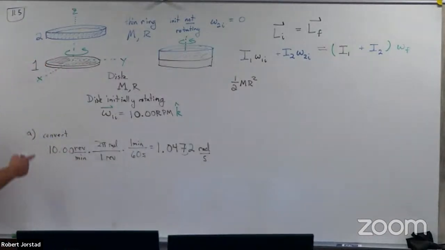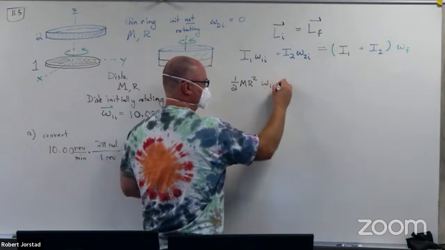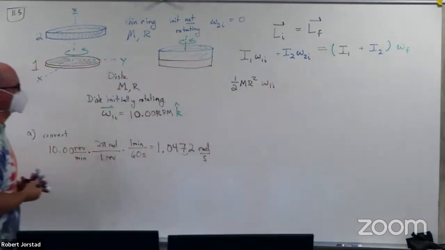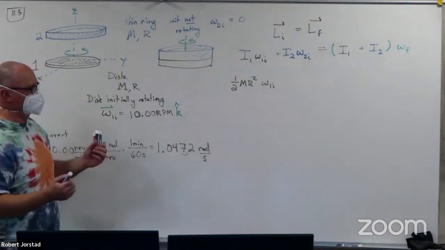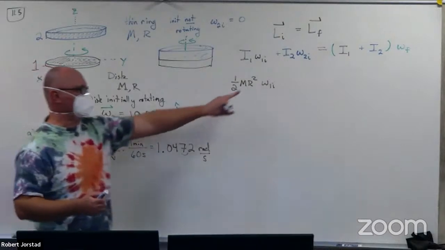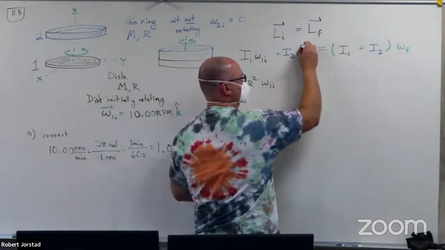Omega 1 initial is our known. Let's leave it as omega 1 initial for right now. What was omega 2 initial? The thin ring is initially not rotating. And r squared. Oh, true. But what's going to happen to this entire term? Oh, it's just going to zero. Yeah, this one's going to zero out. We need it for the other side though, so you're right.